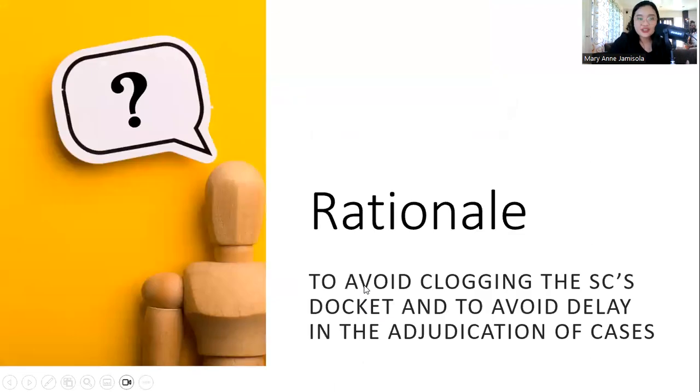So what is the rationale of this principle of judicial hierarchy? This is to avoid clogging the Supreme Court's docket. Because if everyone races to file in the Supreme Court, it will be filled up and busy, and its docket will grow. So instead of flooding the Supreme Court with so many cases, it is better for the Supreme Court to focus on cases exclusively within its jurisdiction. And this is also to avoid delay in the adjudication of cases.